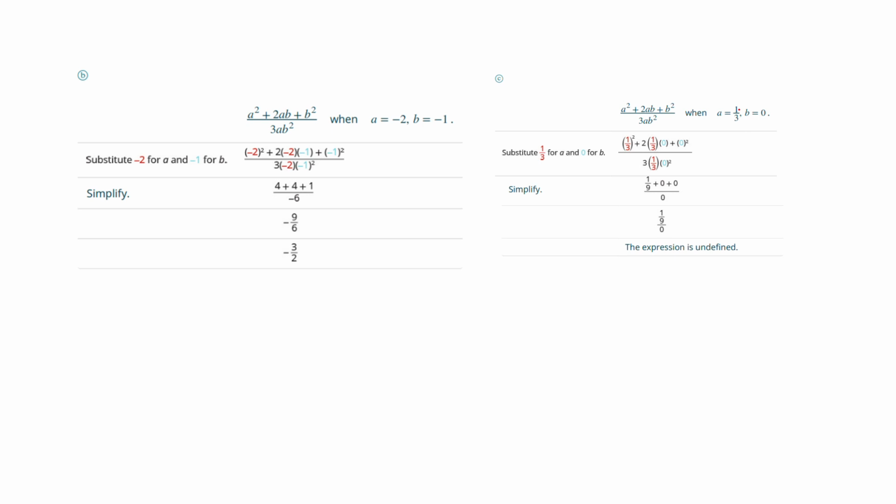Now, this one they want you to put in 1/3 and 0, and do you see what's going to happen? That's going to make the bottom undefined. Because 0 going in on this denominator is going to make that whole thing 0, this is undefined. So b equals 0 would have been a restricted value.